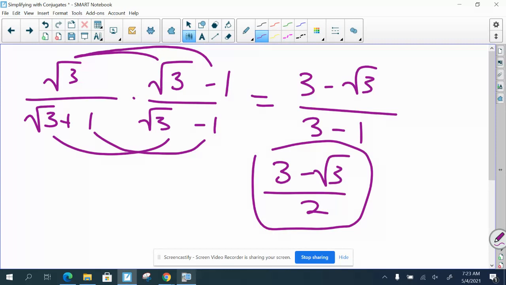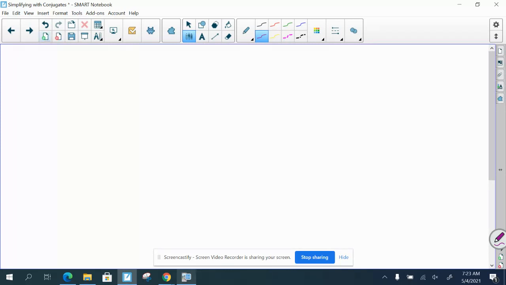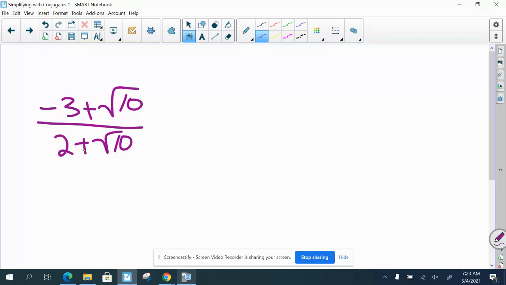I'm not going to do some of the more complicated examples. Actually, we'll do 2 more things. All right, let's do this one. Negative 3 plus the square root of 10 over 2 plus the square root of 10. So here I'm still multiplying by the conjugate. So 2 minus square root of 10 over 2 minus square root of 10.